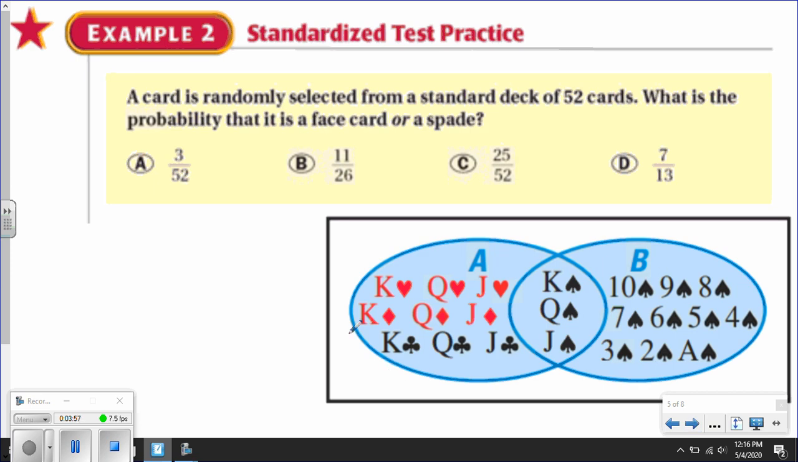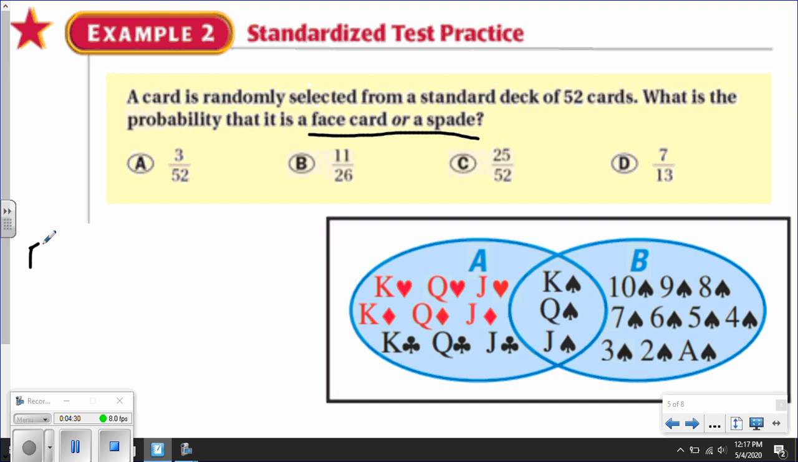Here is an ACT question. A card is randomly selected from a standard deck of 52 cards. What is the probability that it is a face card or a spade? So I have a diagram here for you. So event A is a face card. Event B is a spade. Now this time you'll see that there are overlapping events. You can have a face card and a spade at the same time. So we're going to have to use that first equation.